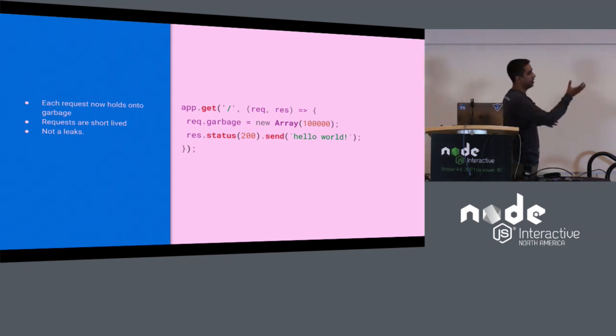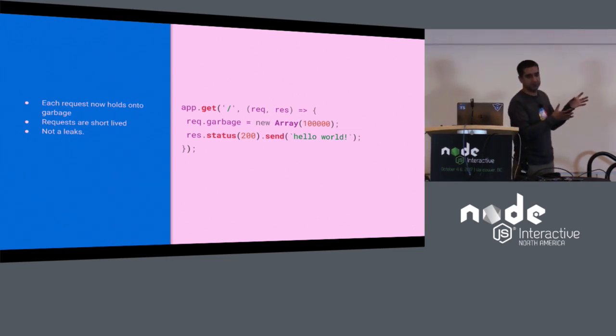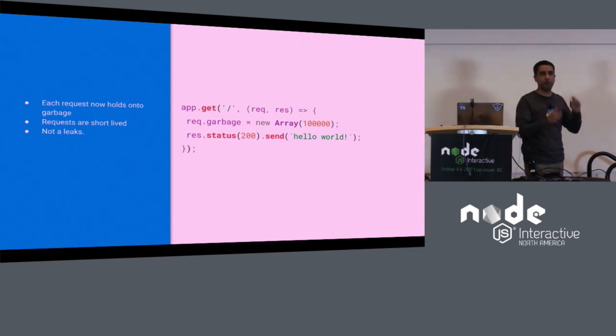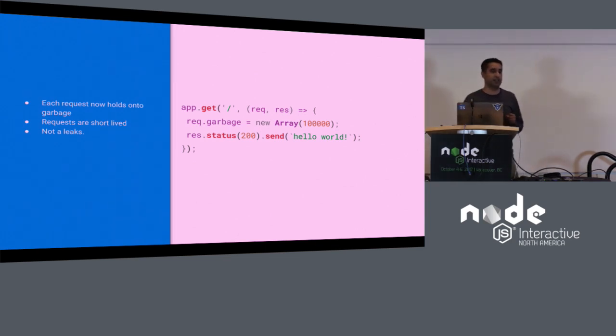If, on the other hand, you've taken this array and stored it somewhere else as well, in addition to request.garbage, then it would be different. Then we'll have to look at where you stored it. Is that thing garbage or not? So this is still not quite a memory leak.